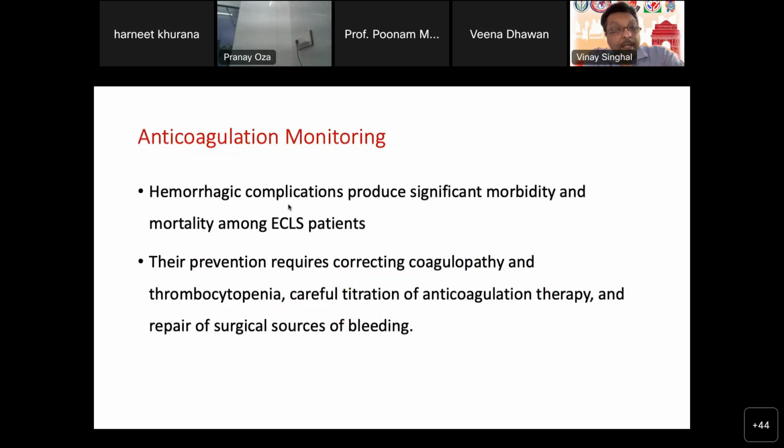So again, we have to look at the anticoagulation monitoring. I think we had already talked about anticoagulation monitoring, but again, hemorrhagic complications produce significant morbidity and mortality among the ECLS patients, and their prevention requires correcting coagulopathy and thrombocytopenia, careful titration of anticoagulation therapy, and repair of the surgical source of bleeding. Next slide, please.